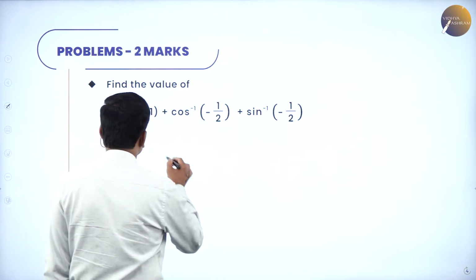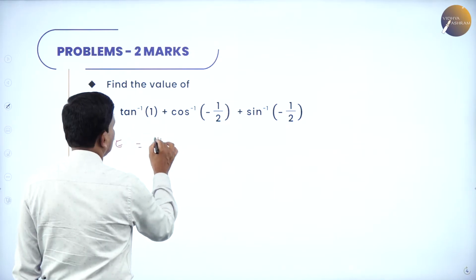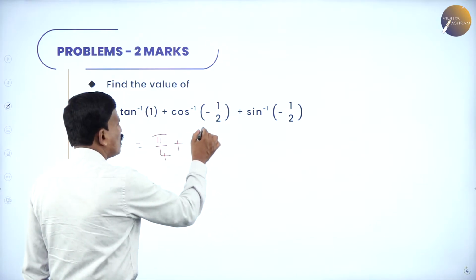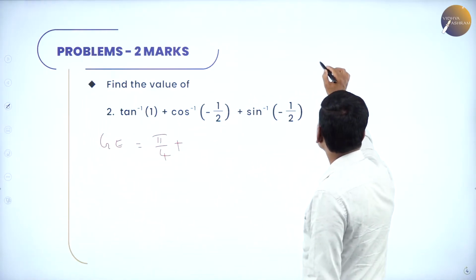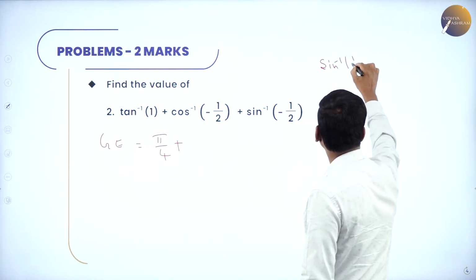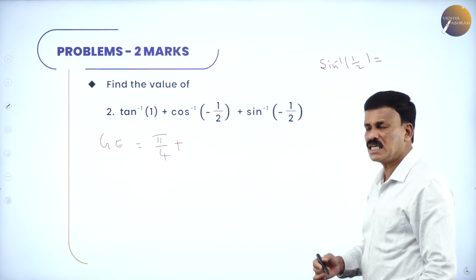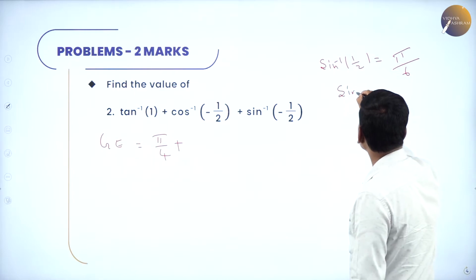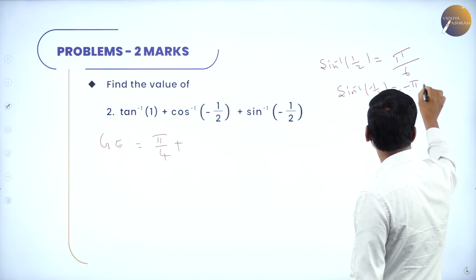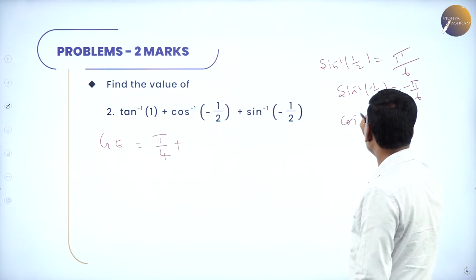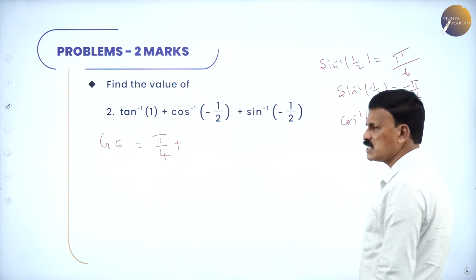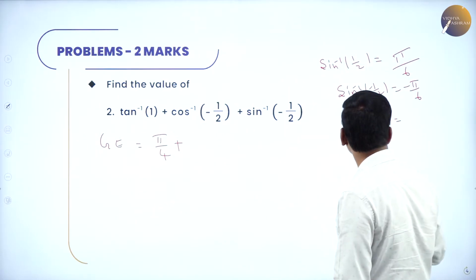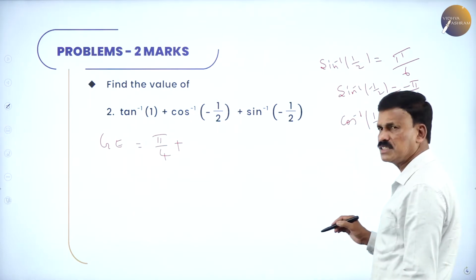In the first method, I will write the value of tan inverse 1. Tan inverse of 1 is nothing but pi by 4 because tan 45 is 1. In the previous class I explained: sine inverse of 1 by 2, sine 30 degrees, is nothing but pi by 6. If it is negative, sine inverse of minus 1 by 2 means it is minus pi by 6. Whereas cos inverse 1 by 2 comes for pi by 3 radians, 60 degrees.